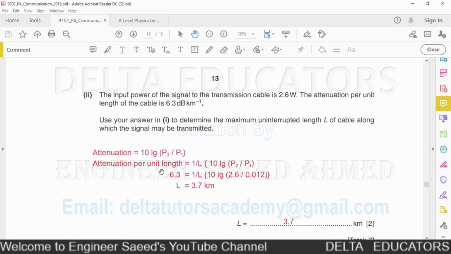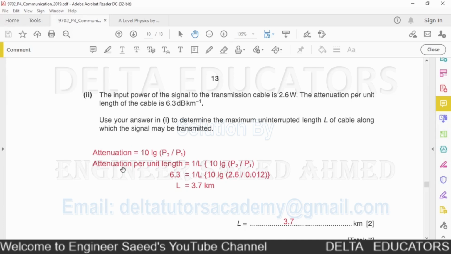Attenuation per unit length is given as 1 over L times 10 log P2 over P1, where P2 is the greater power and P1 is the smaller power. Here it is given attenuation. Attenuation means output power is less and input power is more. Since input power is more, input will represent P2 and output will represent P1.